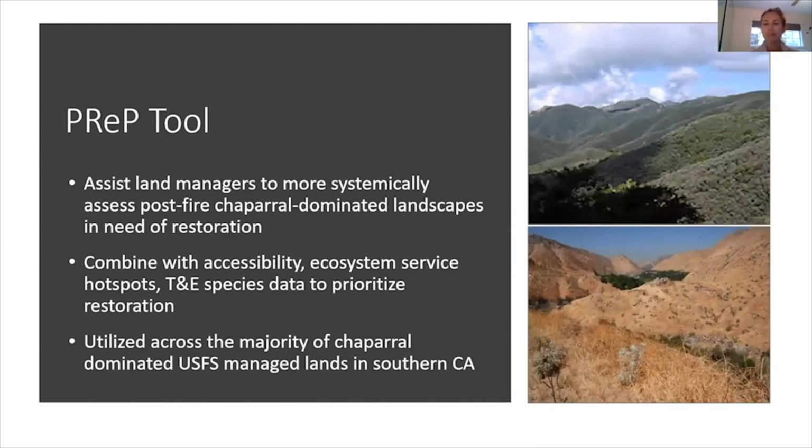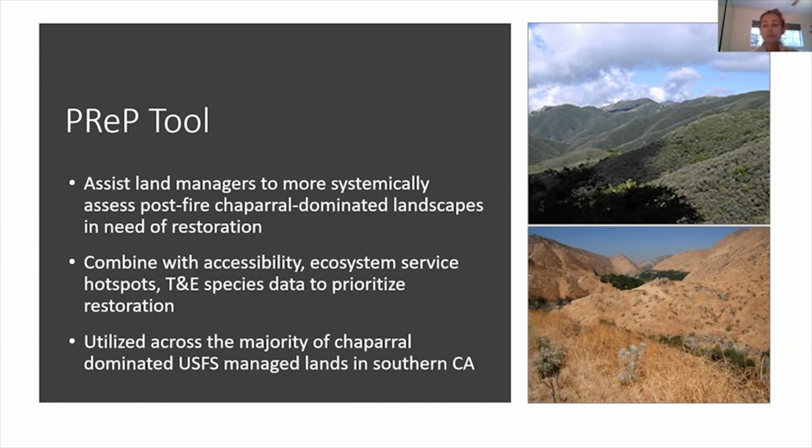In conclusion, the PREP tool is intended to assist land managers in chaparral-dominated landscapes and to help more systematically select areas for restoration. The findings from the field monitoring support the outputs from the PREP tool and provide evidence that it's possible to predict areas of degradation based on information about repeat fire, drought, and non-natives. The output from the PREP tool can be combined with information on accessibility, ecosystem service hotspots, the locations of threatened and endangered species to help prioritize restoration projects.